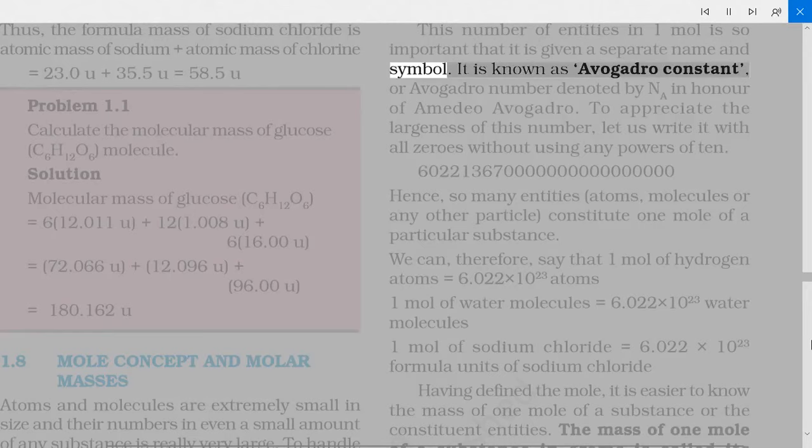It is known as Avogadro constant, or Avogadro number, denoted by NA in honor of Amedeo Avogadro. To appreciate the largeness of this number, let us write it with all zeros without using any powers of 10.